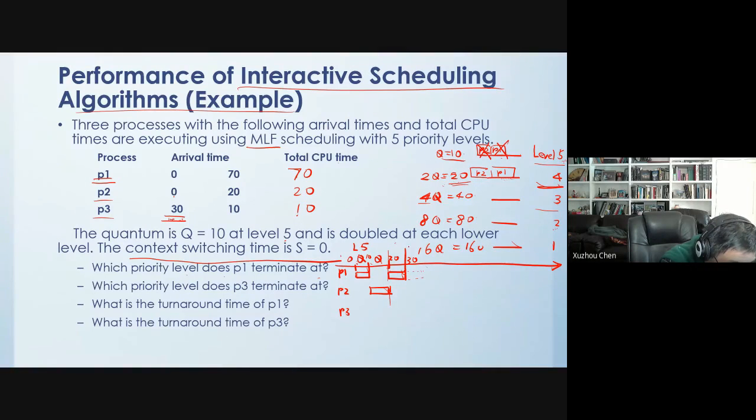However, process 3 arrives at 30, right? Once process 3 arrives, it will be placed in the highest level queue. That's the reason you immediately interrupt process 1, and process 3 goes in the queue. So process 3 is in level 1, and process 1 is in level 4.